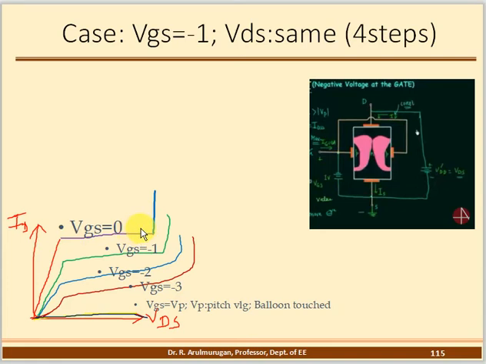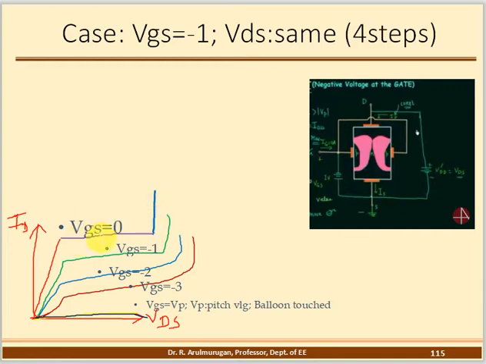Then further, you keep on increasing the output voltage. What will happen? The voltage keeps increasing, and then after that it reaches the constant breakdown region. Due to the breakdown, the output voltage is maintained as a constant, and the current increases slightly. Okay, this is about that one.